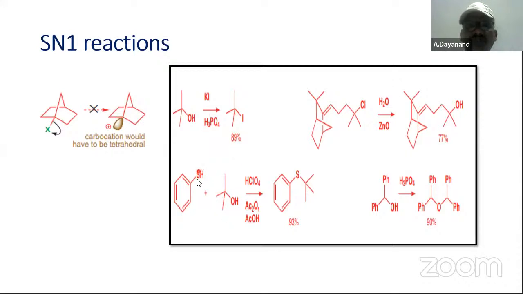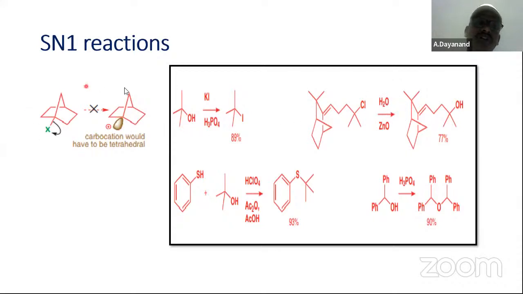And similarly here also, thiophenol, the thioalcohol. It is going to act as a nucleophile and displace this OH group. Similarly, we can have H3PO4, where the intermolecular or bimolecular product is formed. Here also, the chlorine is removed in the first step, and finally alcohol is formed because of the hydration.